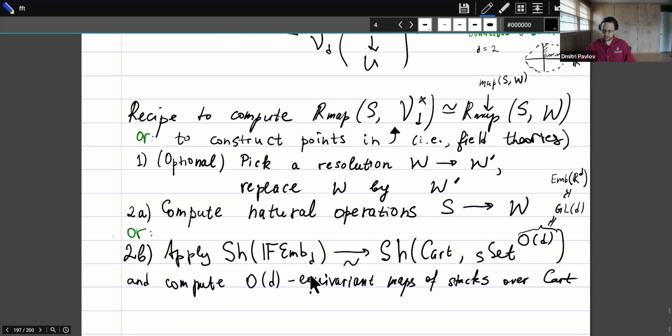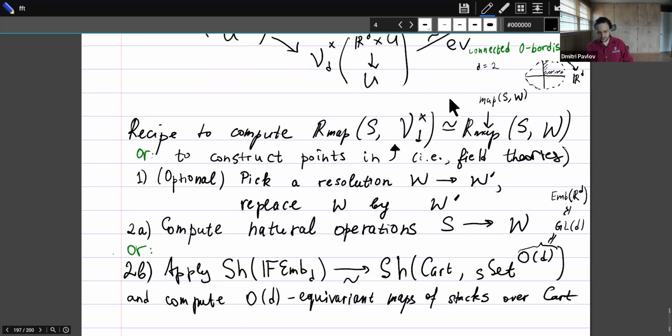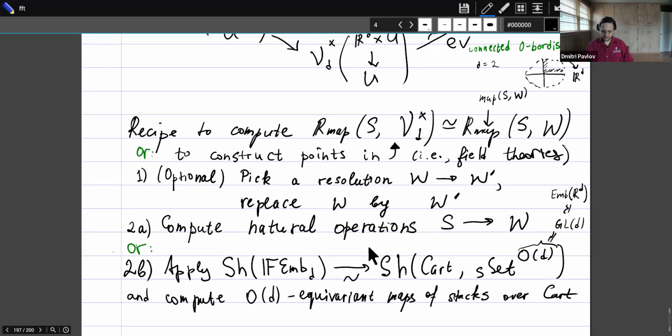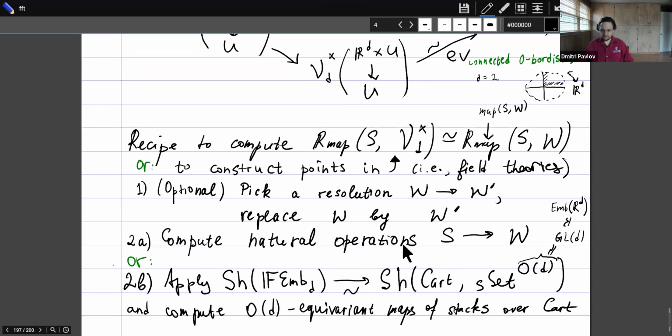So today I will do some explicit examples, so all those recipes will be applied to compute maybe some functorial field theories. Okay, any questions so far before we move on to examples?